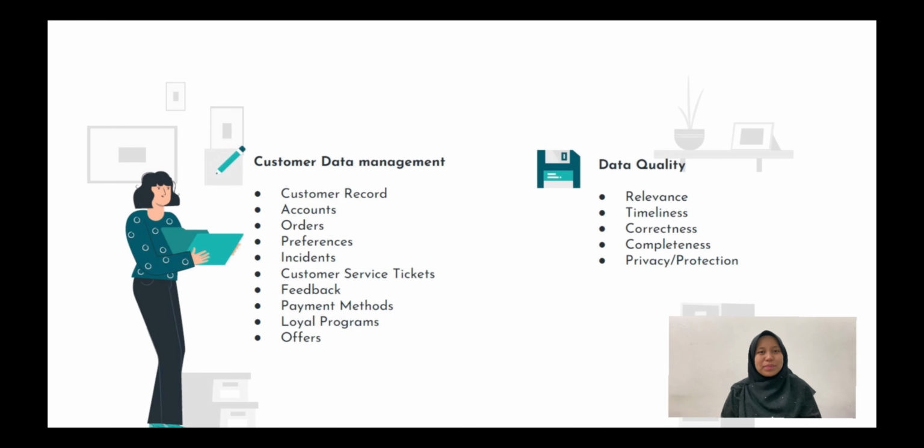The last subtopic in data control is data quality. It has 5 characteristics, which are relevance, timeliness, correctness, completeness, and privacy or protection. We'll take a look into each one of them.